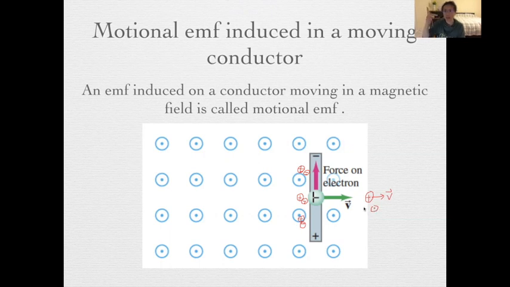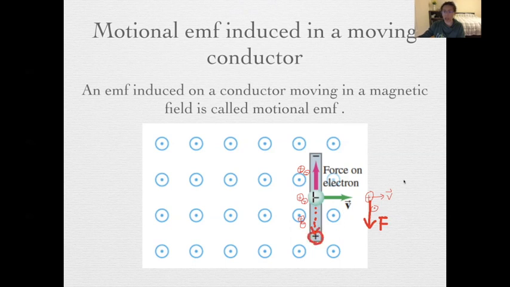If we use your right hand rule, you can see v to the right, and the field is out of page. You can see the thumb is going downward, which means all the protons will feel a force going downward. So all the protons will be pushed downward.